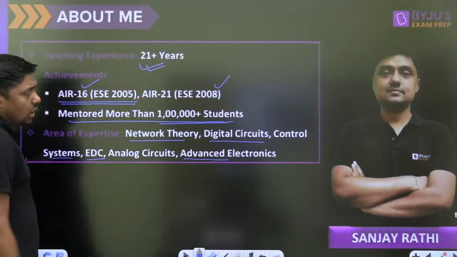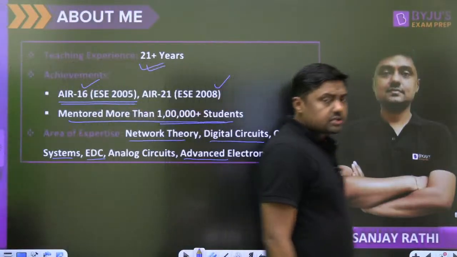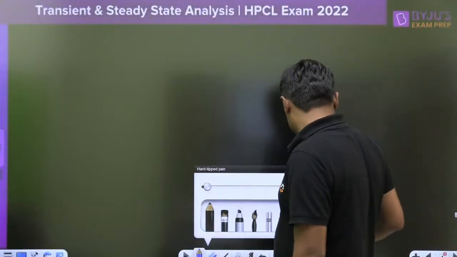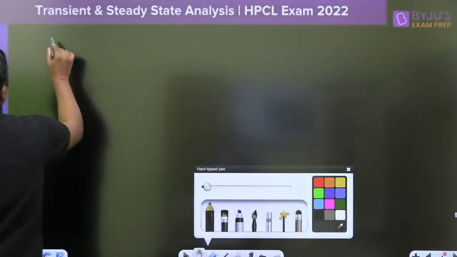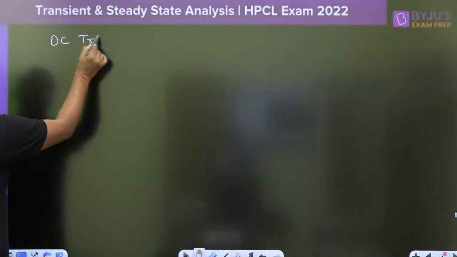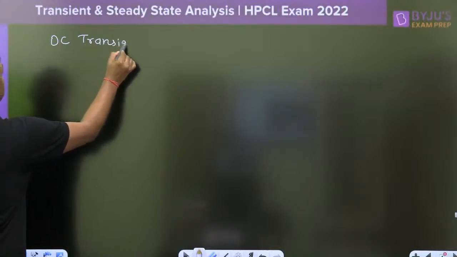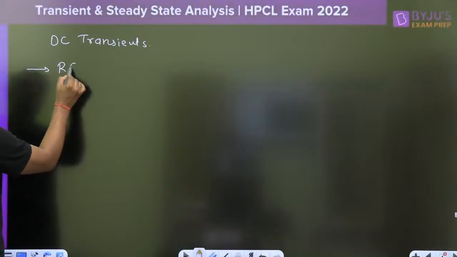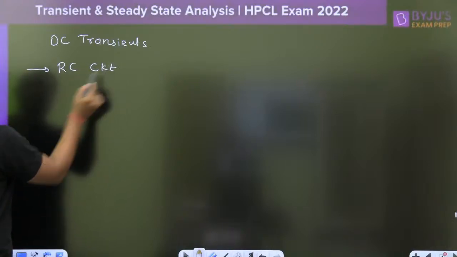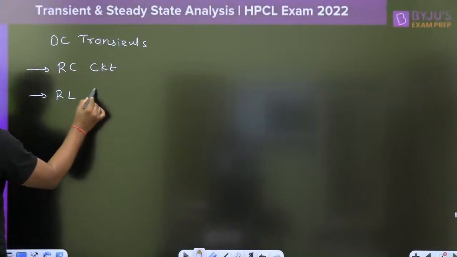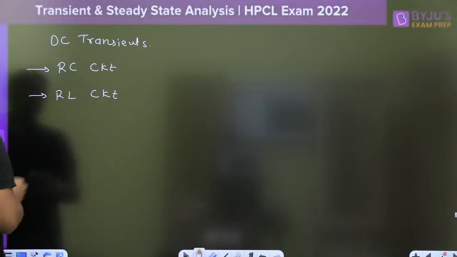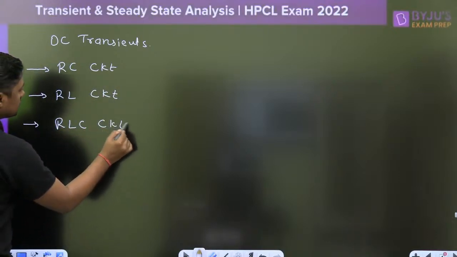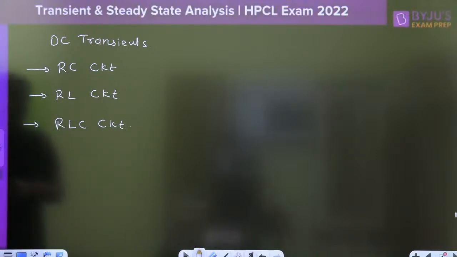Okay, now my dear friends, in this session we are going to cover DC transient with numericals. DC transient means RC circuit and what RL circuit, right? As well as I will give you the idea about the RLC circuit, that is the DC transient and steady state.